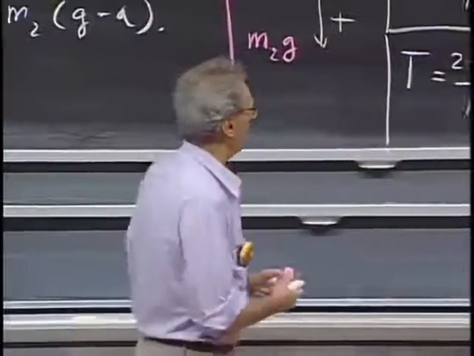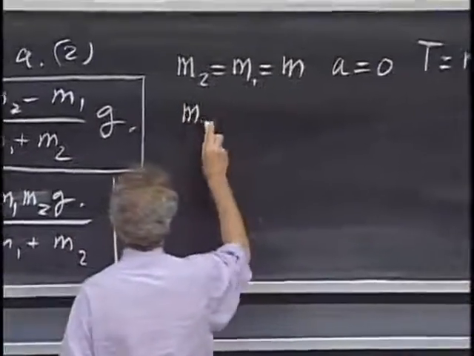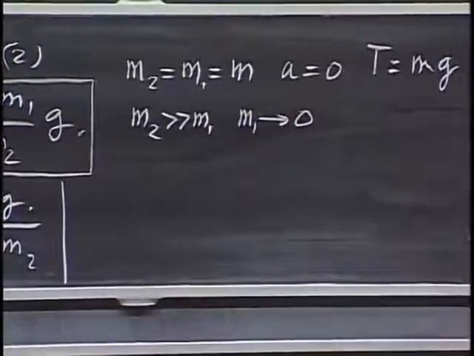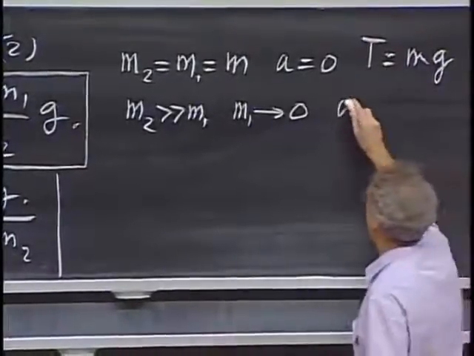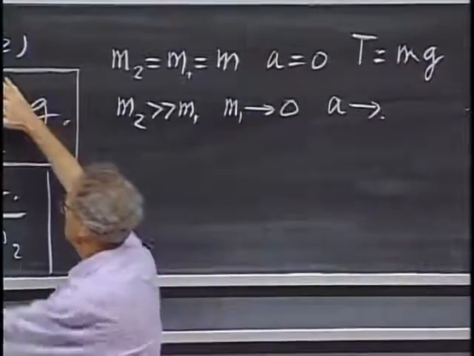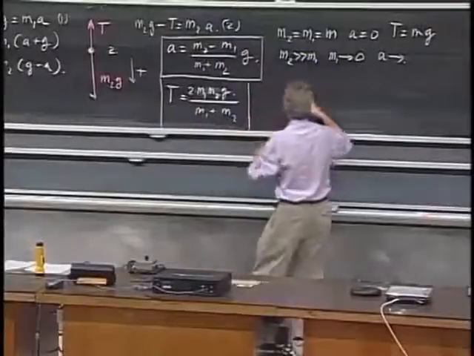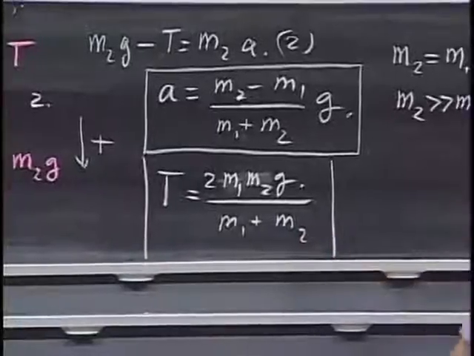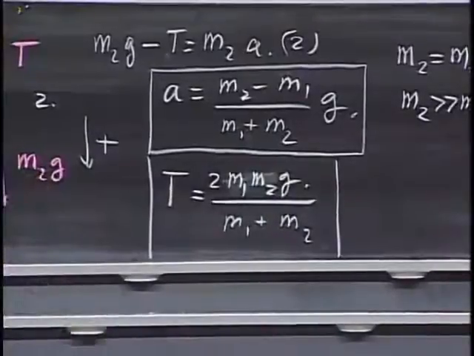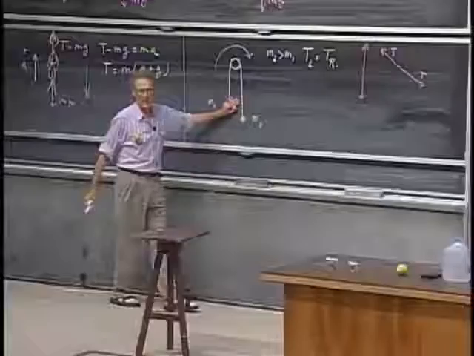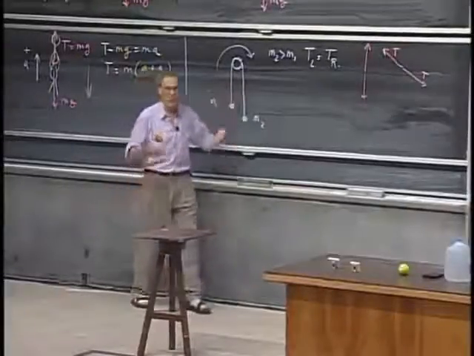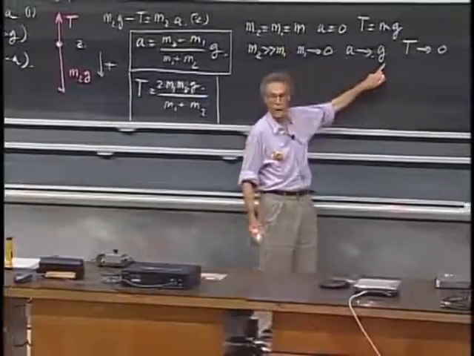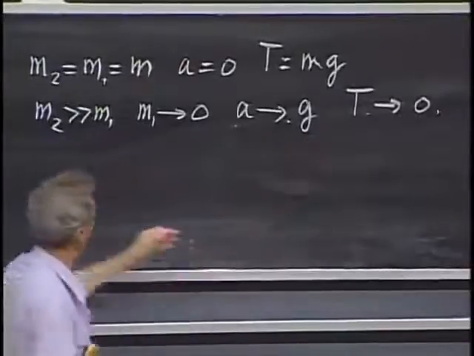Clear. Now we're going to make it more interesting. Suppose we make m2 much, much larger than m1, and in a limiting case, we even go with m1 to 0. Let's do that. What you see now, if m1 goes to 0, this goes away, this goes away, a goes to g, and T goes to 0. If m1 is 0, T goes to 0. That is obvious, because if I make m1 0, m2 goes into free fall. And if m2 goes into free fall, its weight is 0, and so the tension is 0, and that's exactly what you see. And you see that the acceleration of that object is g, which it better be, because it's in free fall. So you see, this makes sense.